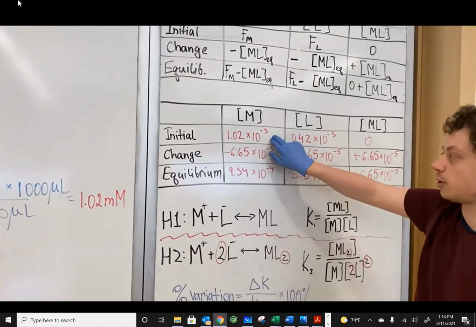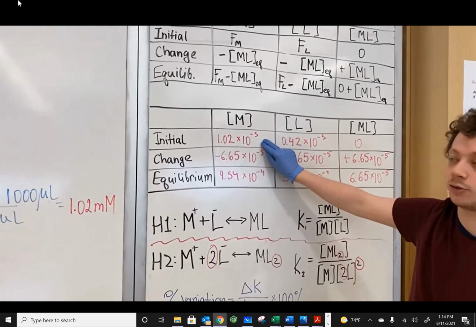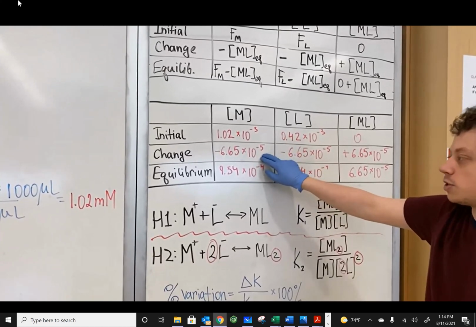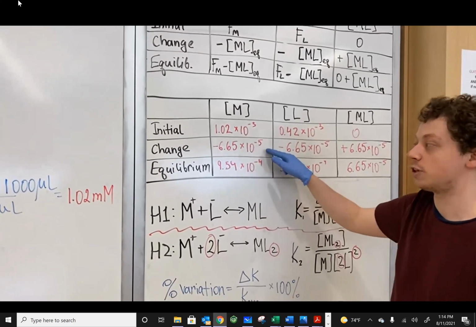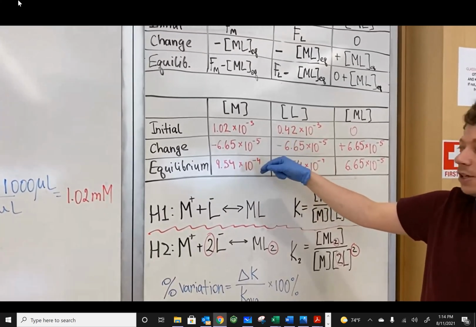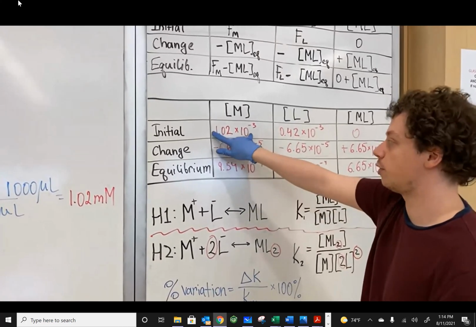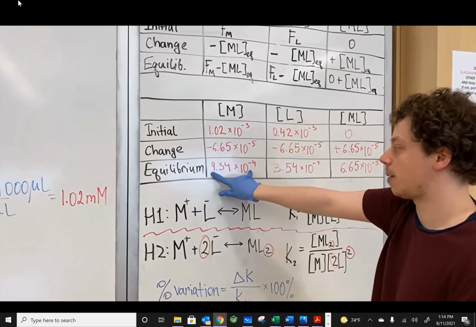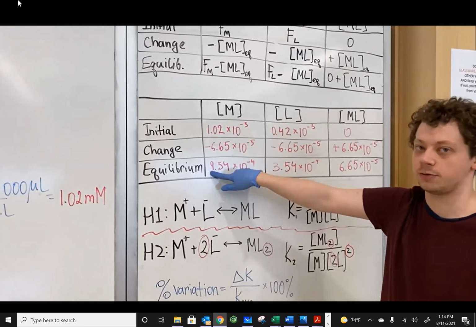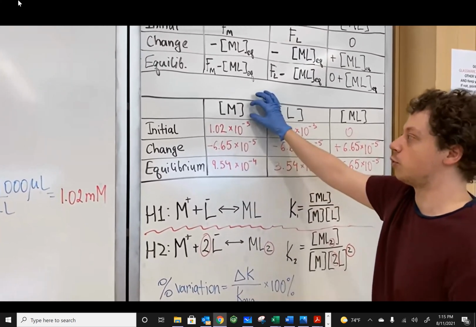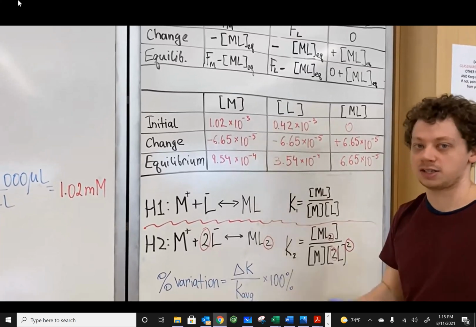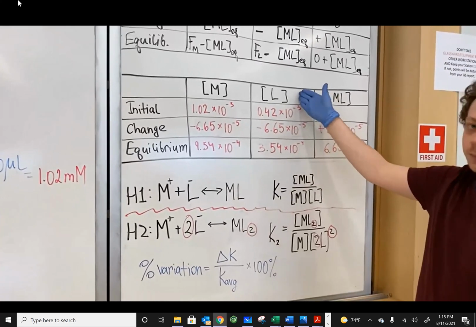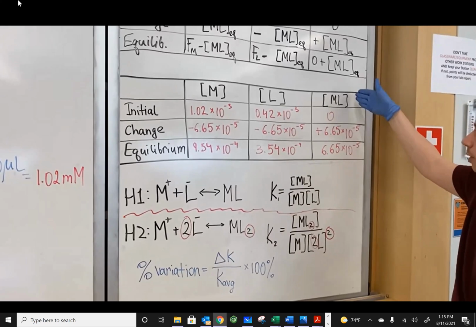If we start with initial formal concentration of M of 1.02 times 10 to the negative 3 in molarity, not millimoles, molarity, and we produce 6.65 times 10 to the negative 5th molarity of metal ligand complex, then you simply do 1.02 times 10 to the negative 3 minus 6.65 times 10 to the negative 5th, and you come out with 9.54 times 10 to the negative 4 molarity of your metal at the end of the experiment in test tube 2.